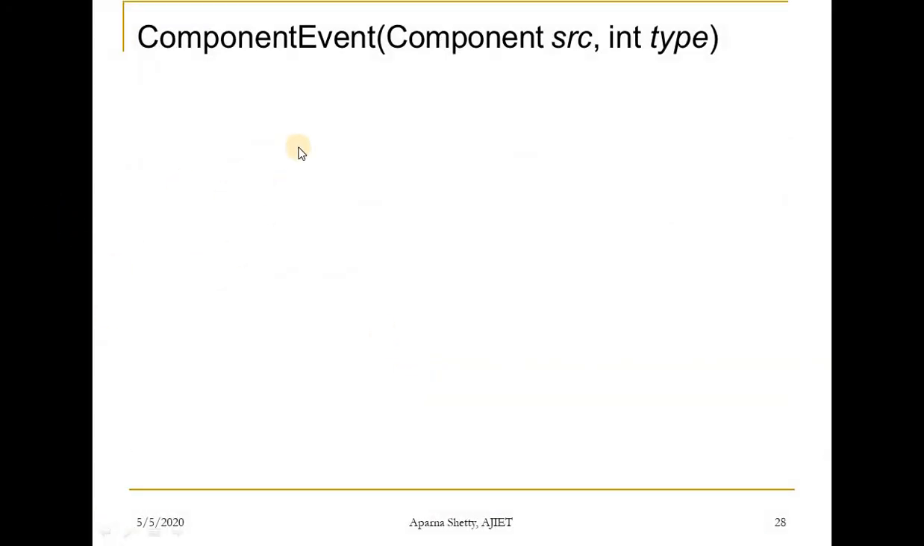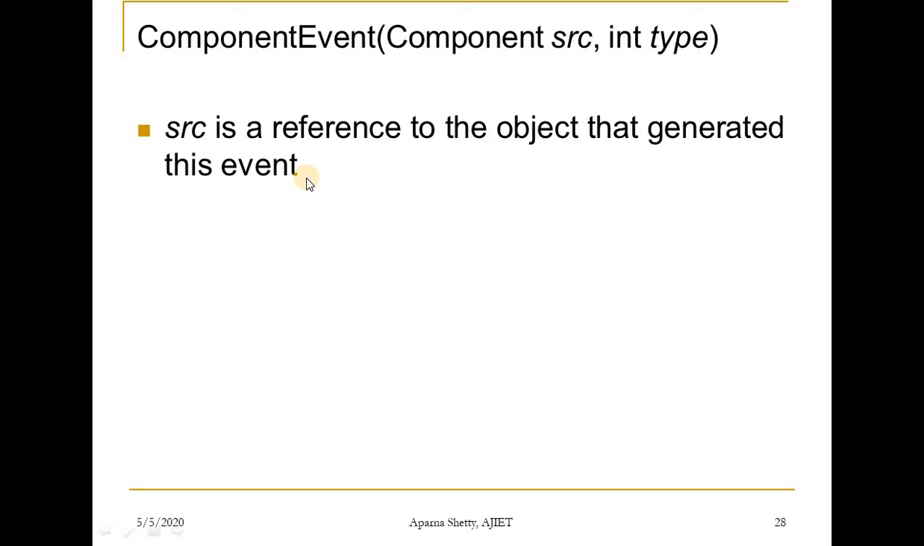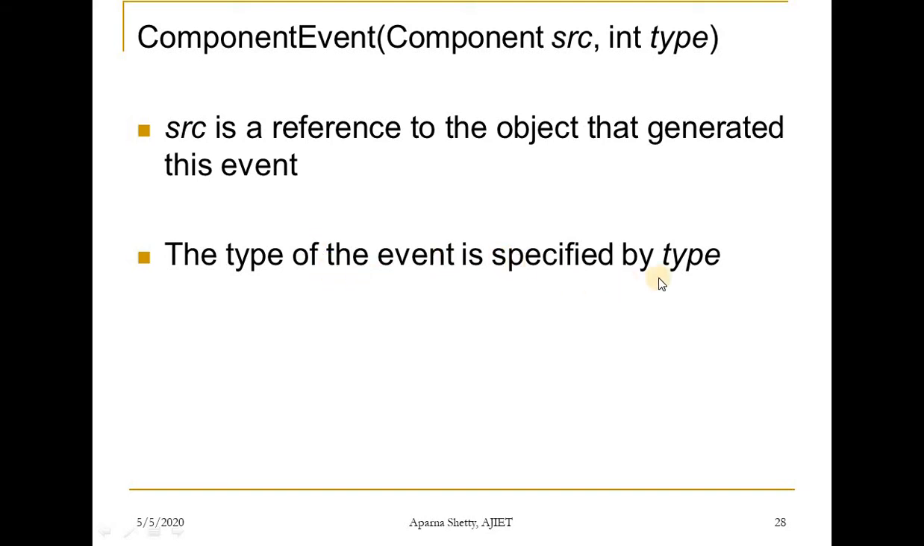This is the constructor of the component event class. It takes 2 parameters, source and type. Source is a reference to the object that generated the event. The type of the event is specified by type. So this is the constructor of the component event class. It takes two parameters, the source that generated the event and the type of the event specified by type.